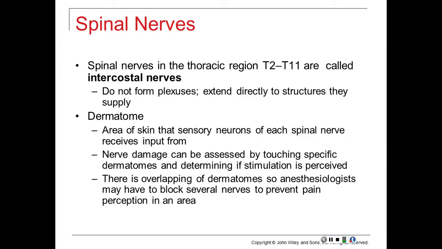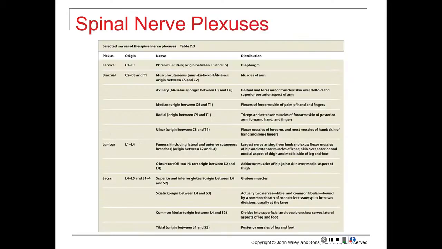A dermatome is a special area of the skin that sensory neurons are receptive to. Nerve damage can be assessed by touching specific dermatomes and determining if stimulation is perceived. So they wouldn't have to necessarily do an MRI or a CT scan to determine nerve damage in that case. They could just touch specific areas of your skin, and if you don't feel it, then they know that that particular nerve is damaged. There's small overlapping of some dermatomes, so anesthesiologists may have to block several nerves to prevent pain perception in a particular area.